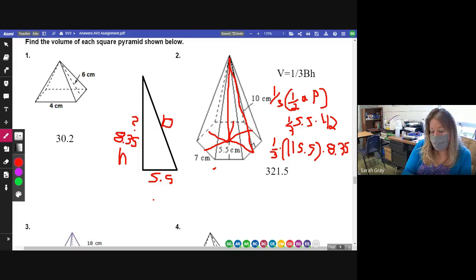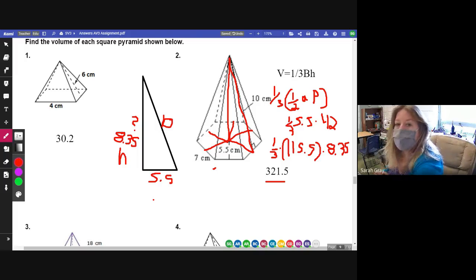So we'll multiply all that. 115.5 times 8.35 times 1/3. I got 321.475 on my calculator. Now, I didn't include any units on this because I was doing it in a hurry, but yours is going to have units. This one is volume, so it's going to be centimeters cubed.